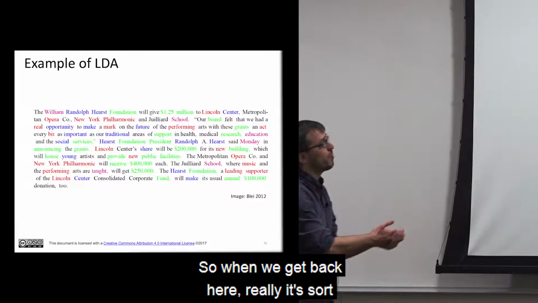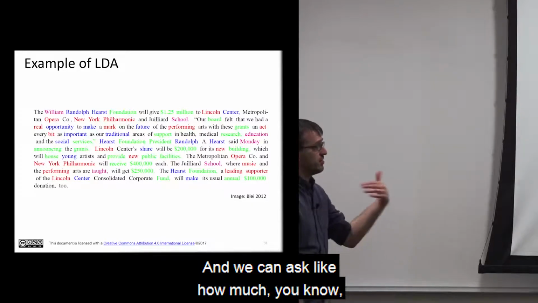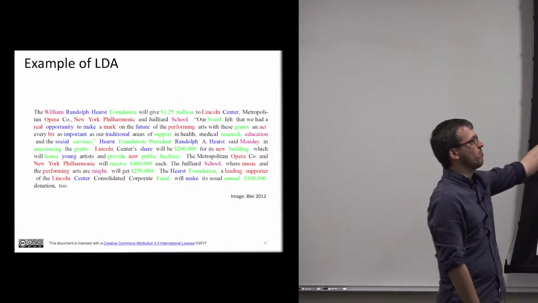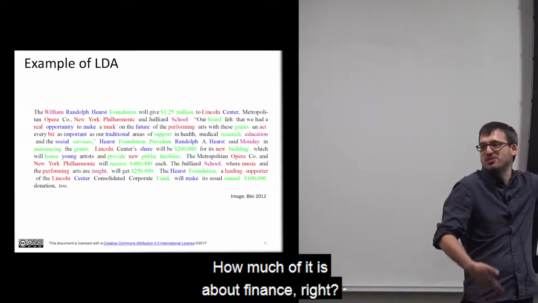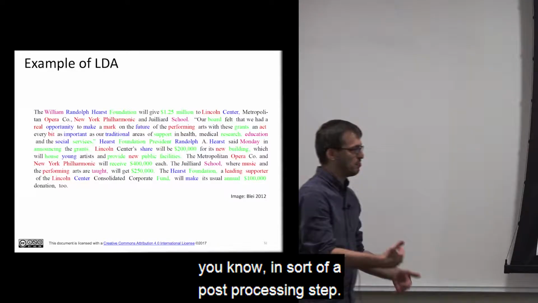So that's it. What we get back here really is an annotated corpus. And we can ask how much of this document is about the arts? How much of it is about finance? These are things that we can extract, after we've, in a post-processing step.